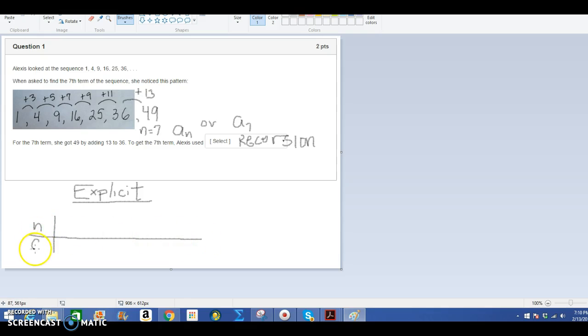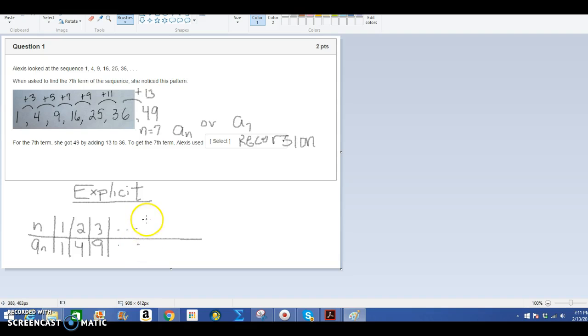So basically, here's n, here's a sub n. n is where am I at in the sequence? I'm on the first term, a sub n is 1. Second term of the sequence, the number in the sequence is 4. Third term in the sequence, the number in the sequence is 9. And that keeps working.